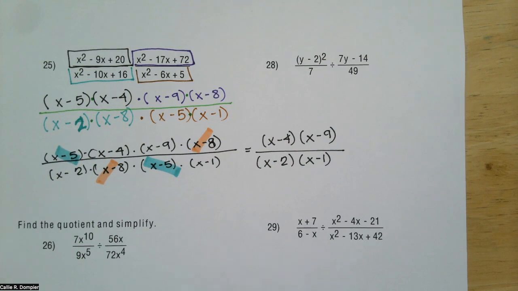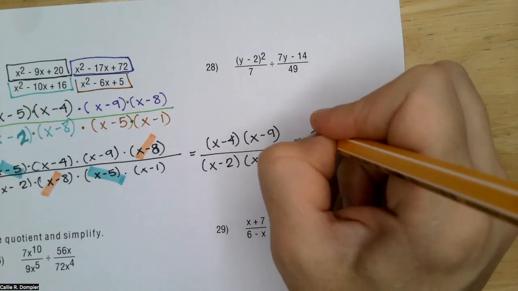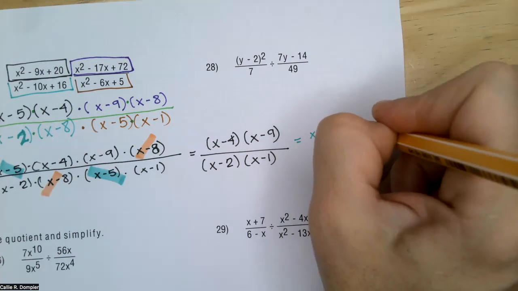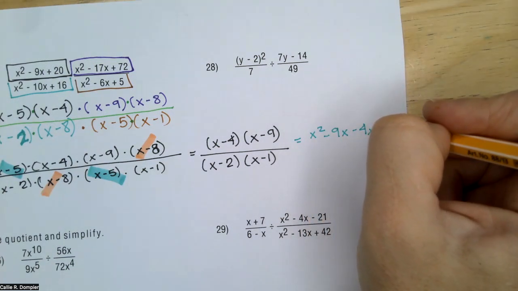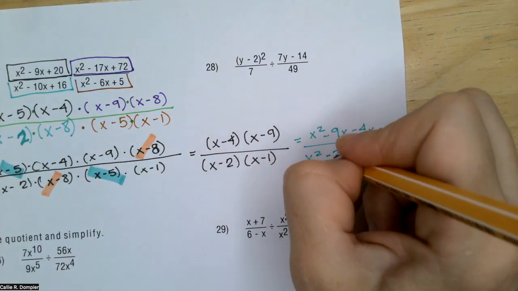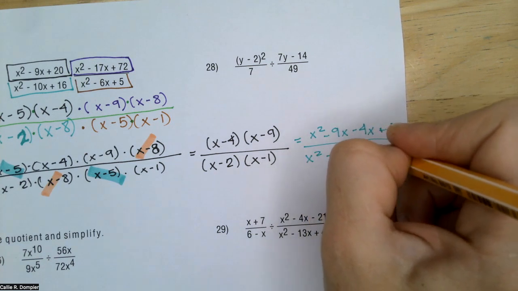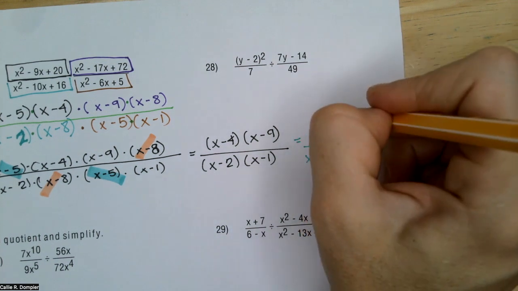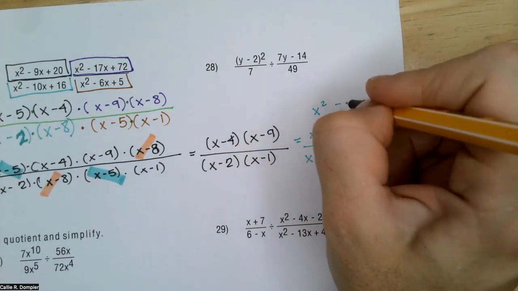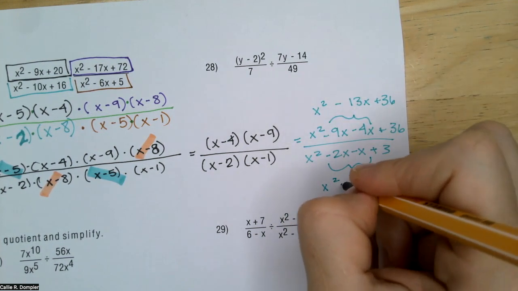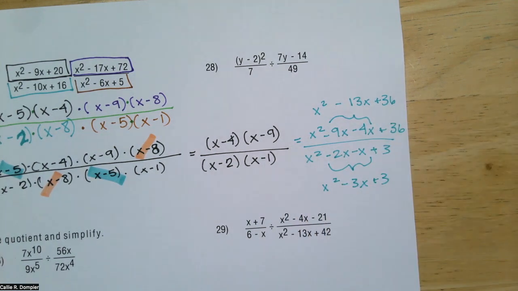They want you to leave it in factored form. If they don't want you to leave it in factored form, you just say, well, x times x is x squared minus 9x minus 4x plus 36, right? x squared minus 2x minus x plus 3. You could call it that, but then those would become, and that one would become x squared minus 3x plus 3. But they won't ask you that, but just to show you that you can unfactor it.